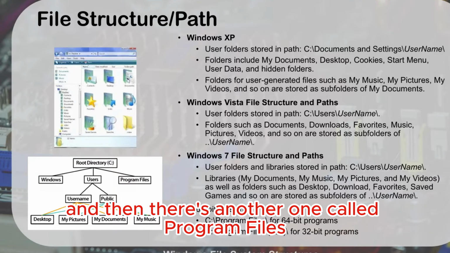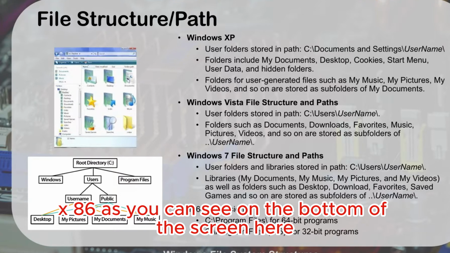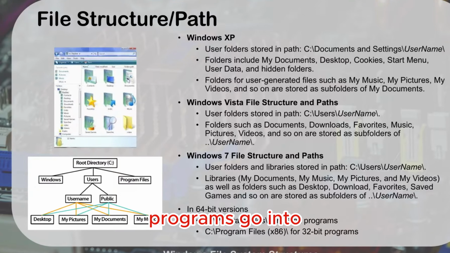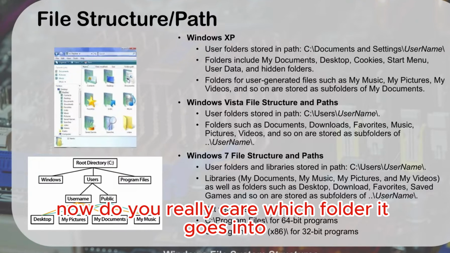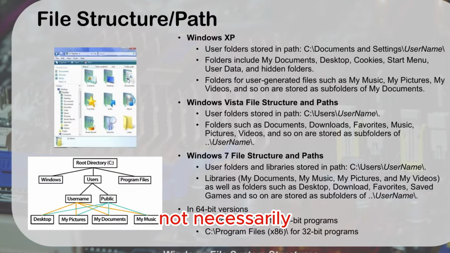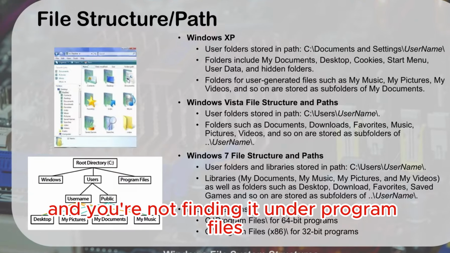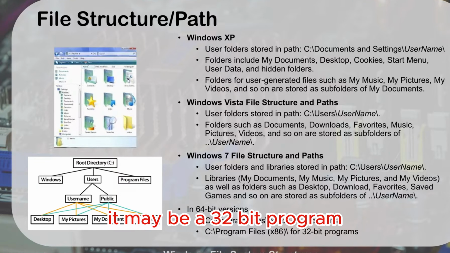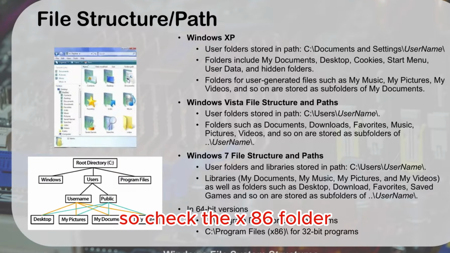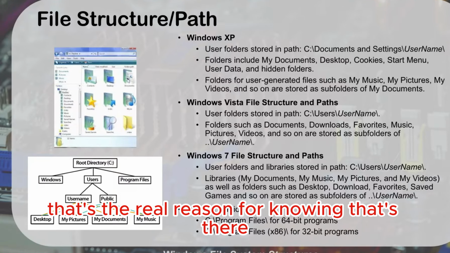And then there's another one called Program Files (x86), as you can see on the bottom of the screen here. And that's where all your older 32-bit programs go. Now, do you really care which folder it goes into? Not necessarily, because the installer is going to do it for you. If you're looking for a particular program and you're not finding it under Program Files, it may be a 32-bit program, so check the x86 folder. That's the real reason for knowing that's there.